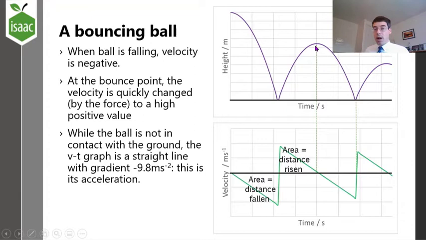You will notice it rises to a lower height, and therefore the area in this triangle is going to be smaller than the area in this one. However, the height risen here is equal to the height lost here. So therefore that triangle and that triangle have to have the same area.